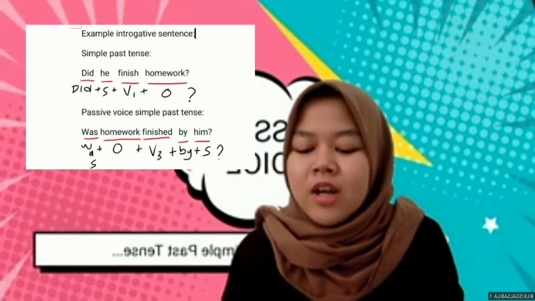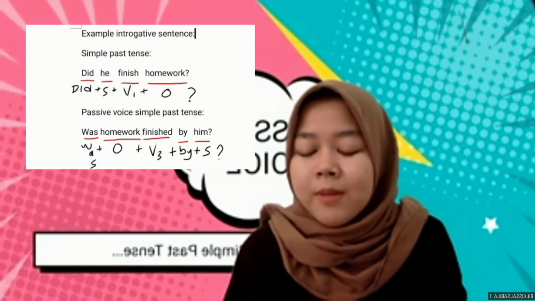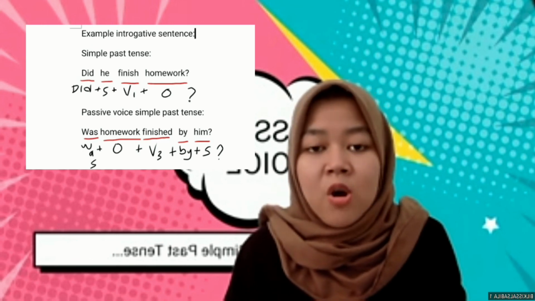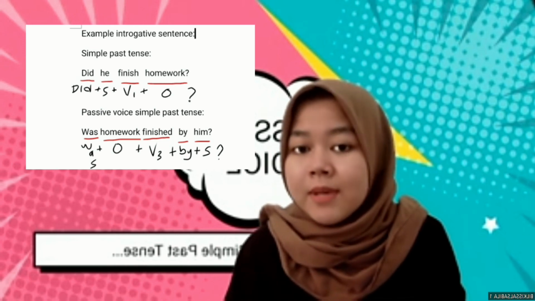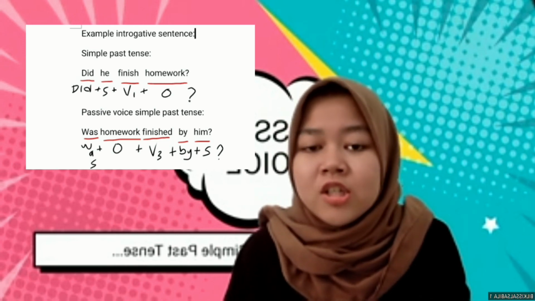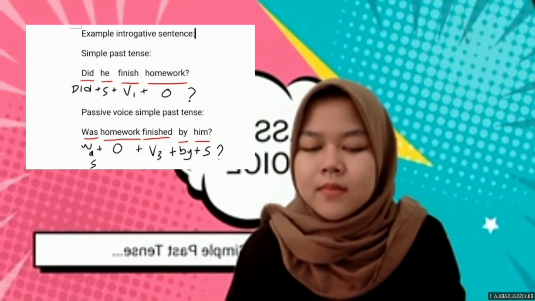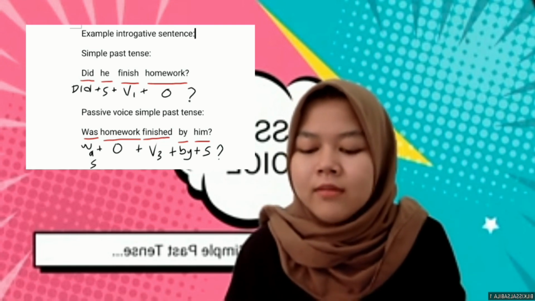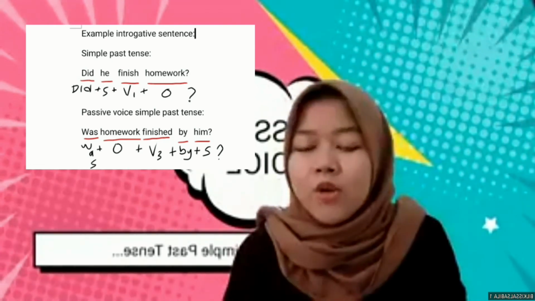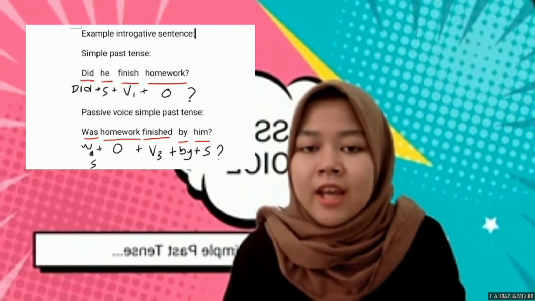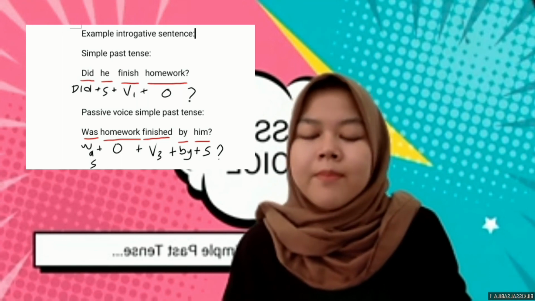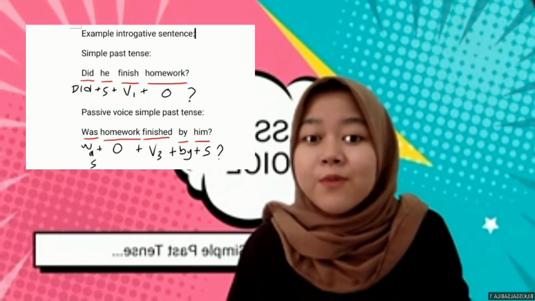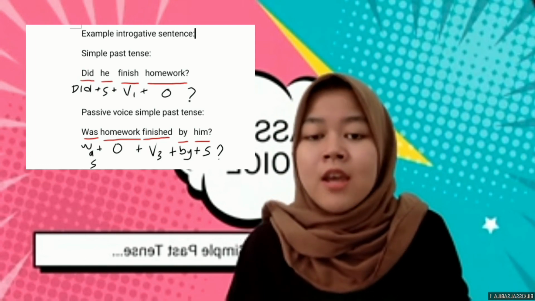The example for an interrogative sentence in simple past tense is, did he finish the homework? And then changed to passive voice, the sentence becomes, was the homework finished by him? Let's see the formula. In simple past tense, the formula is did plus subject plus verb 1 plus object and question mark. In passive voice, the formula becomes was plus object plus verb 3 plus by plus subject and question mark.